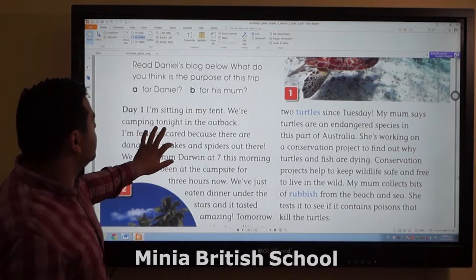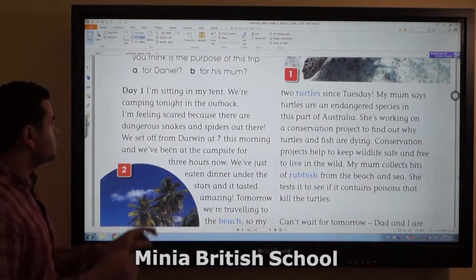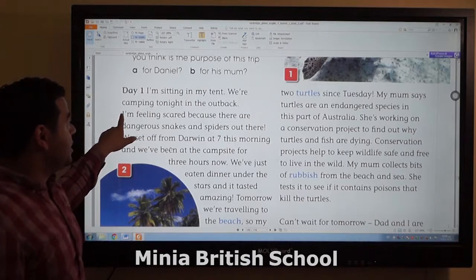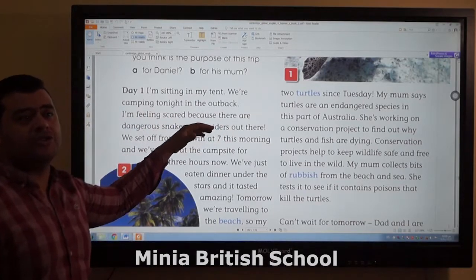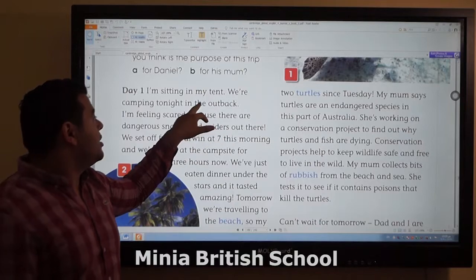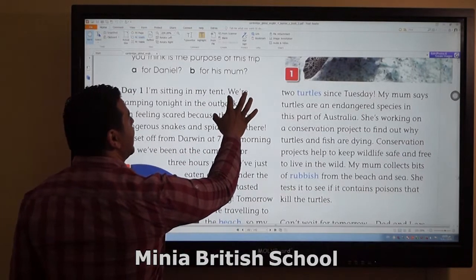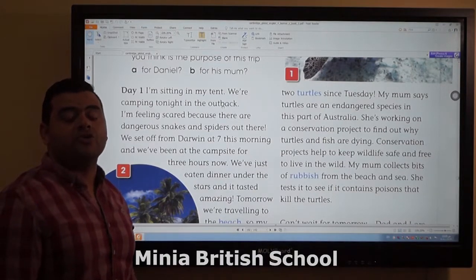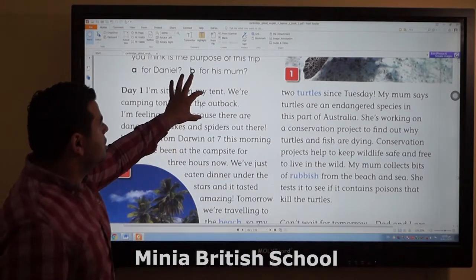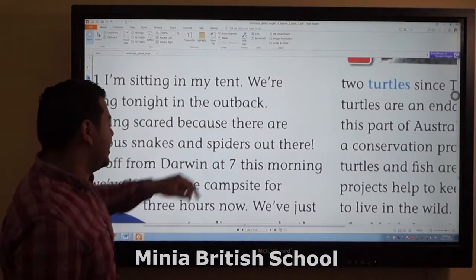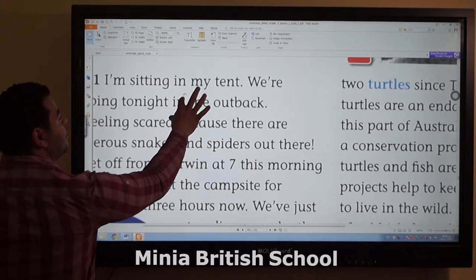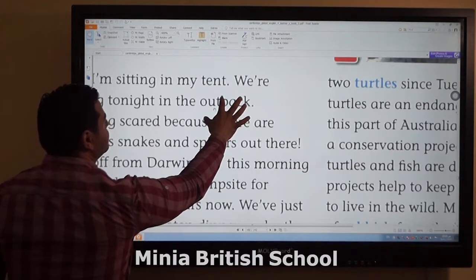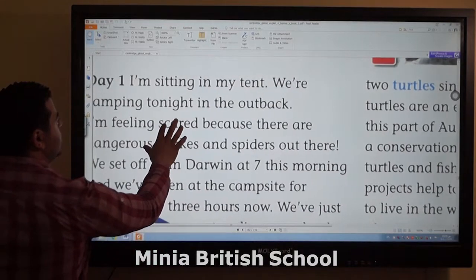Day 1. I'm sitting in my tent. We are camping tonight in the outback. Highlight this word, it's a really important word. The outback is the Australian countryside. Make sure you highlight this word: the outback.